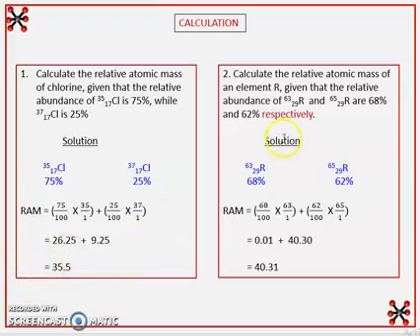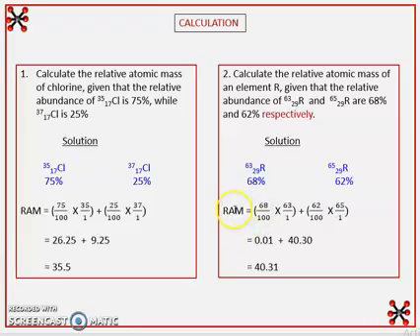The second example says: Calculate the relative atomic mass of element R, given the relative abundance of R63, 29 and R65, 29. The relative abundances are 68% and 62% respectively. Note that word. So we have R63 and R65. The abundance of R63 is 68% and that of R65 is 62%.